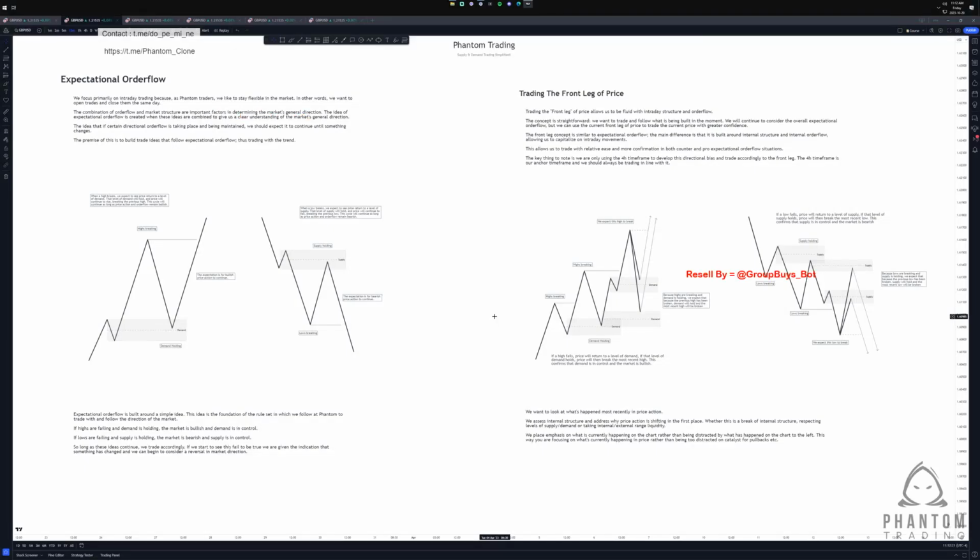In this lesson, we're going to discuss expectational order flow. We're going to discuss what it is, why it's important, and how we can use it to take higher probability trades that go in line with the way the market is moving.